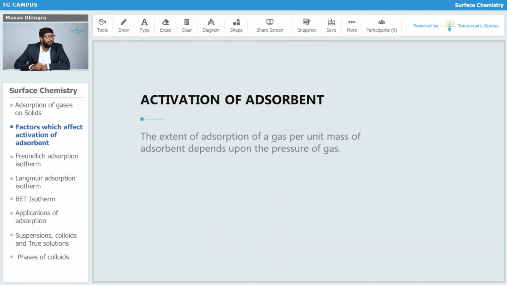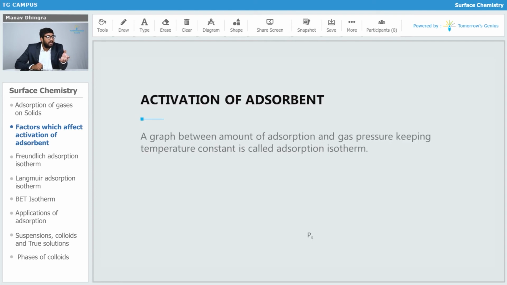The extent of adsorption of a gas per unit mass of adsorbent depends upon the pressure of the gas as well. A graph between the amount of adsorption and the gas pressure, keeping the temperature constant, is known as the adsorption isotherm. So now we are going to understand how pressure affects the extent of adsorption keeping the temperature constant. You keep the temperature constant and then change the pressure. These kinds of graphs are known as adsorption isotherms. Isotherm means that your temperature is constant. So let's see how it looks.